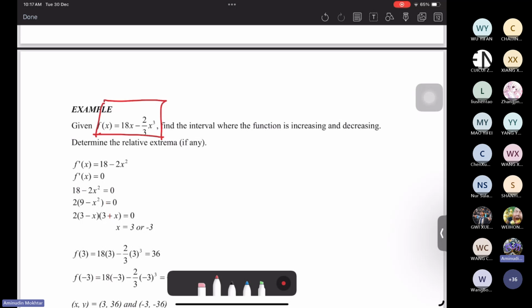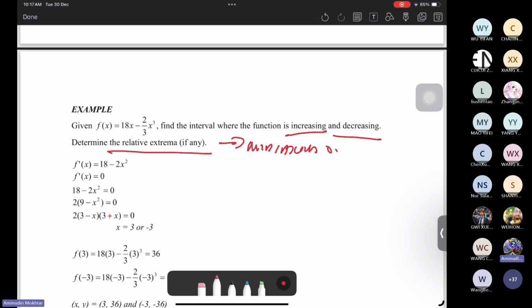Okay, I will refer to this equation. Given f(x) equal to 18x minus 2 over 3 x cubed, x to the power of 3. Find the interval where the function is increasing and decreasing. Determine the relative extrema, if any. Again, the relative extrema refers to the minimum or maximum.